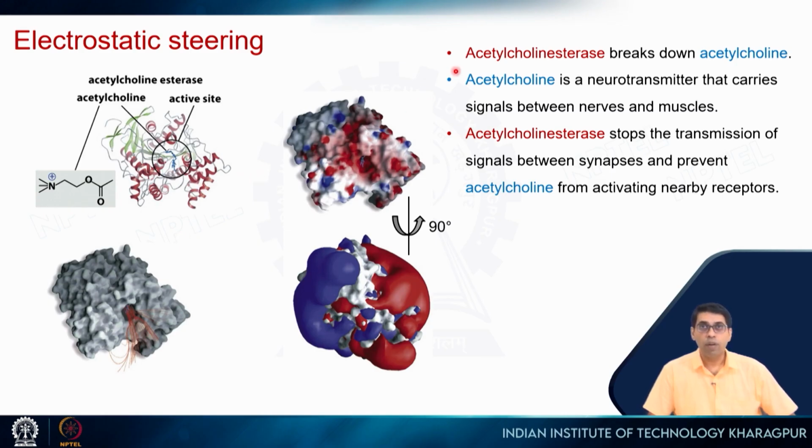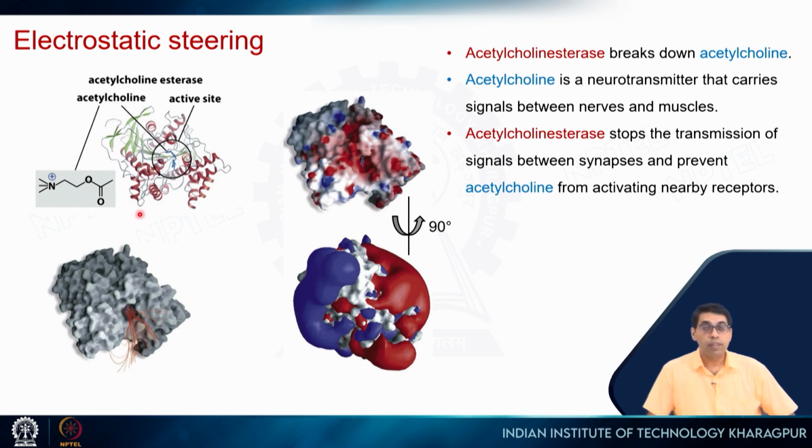So, this is an enzyme called acetylcholine esterase. What it does is it breaks down acetylcholine. So, that is acetylcholine. Acetylcholine is a very important molecule. It is a neurotransmitter that carries signals between nerves and muscles. So, whenever we are doing something, this is one of the molecules that results in this signaling event. Acetylcholine esterase breaks down acetylcholine, which means that it stops the transmission of this signal between the synapses, the joint where two nerves meet, and it prevents acetylcholine from activating nearby receptors. So, acetylcholine esterase is a very important enzyme.